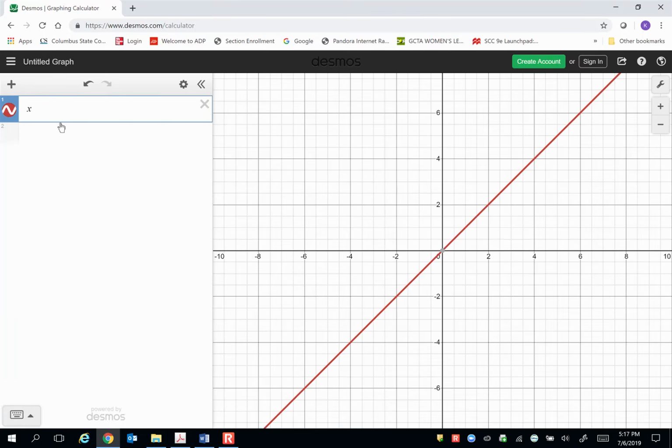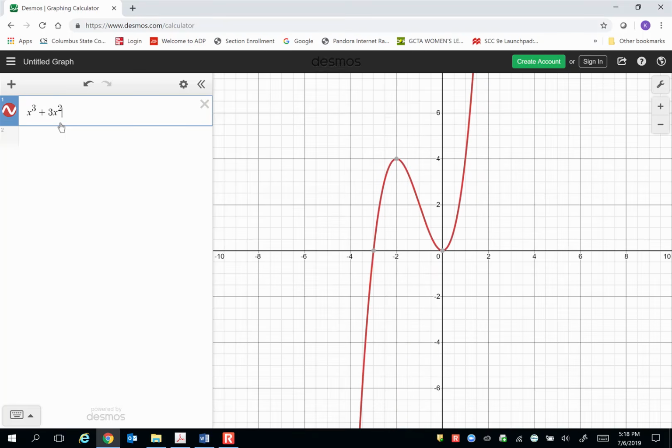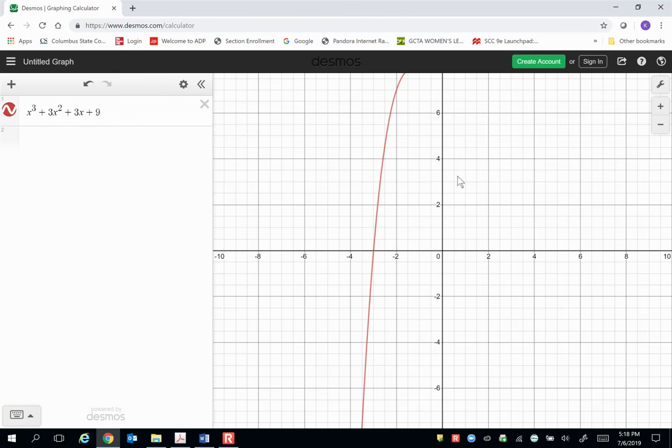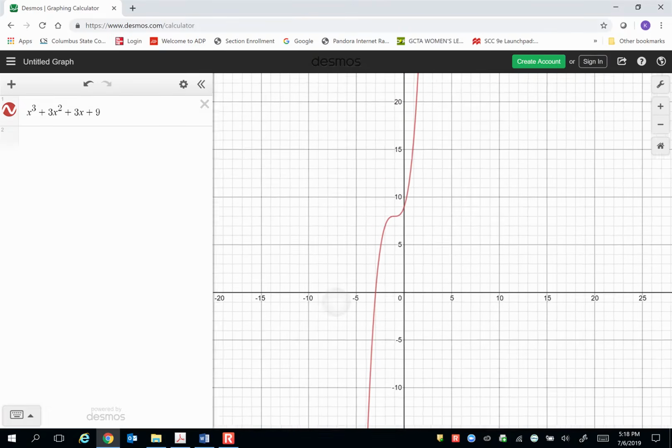x cubed, which you do x with the caret key above the 6 on my computer, and then plus 3x squared plus 3x plus 9. So we may need to zoom out here or zoom in. I'm going to adjust this a little bit so we can see the whole graph a little better.